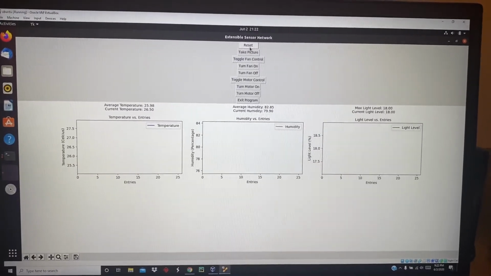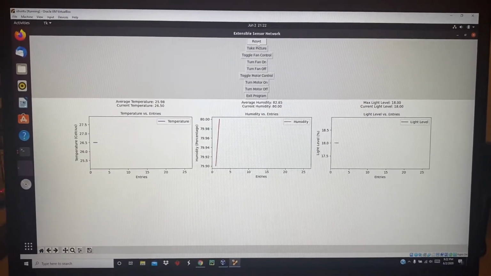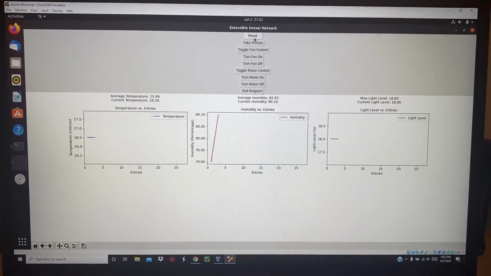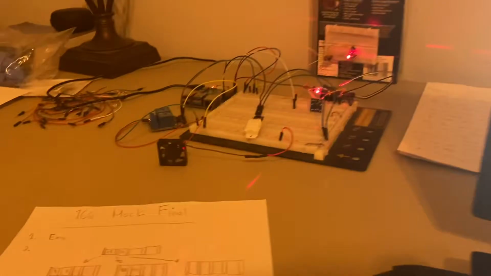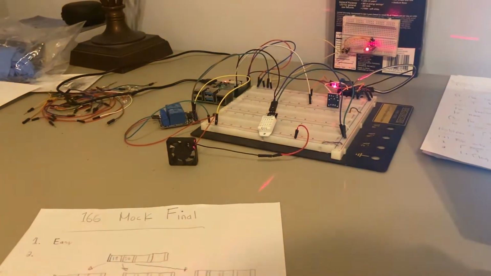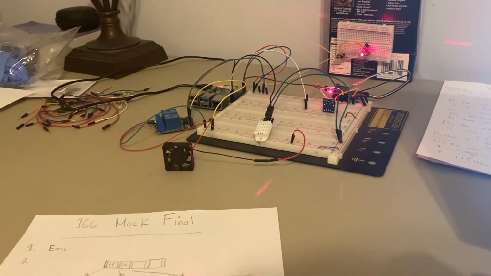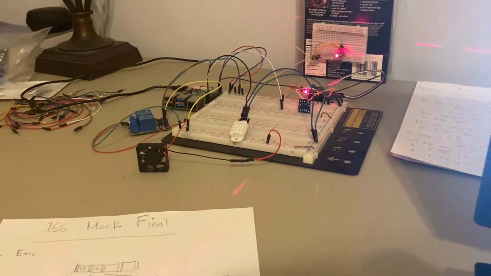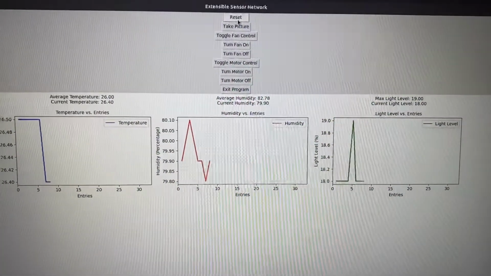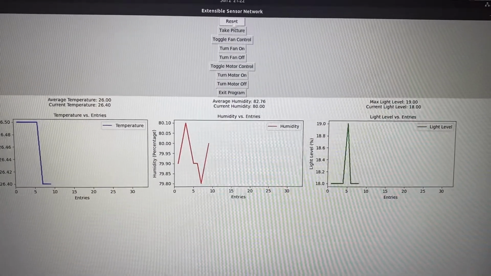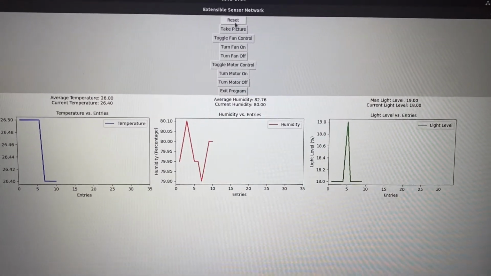This is my graphical user interface for the system monitoring and control for the extensible sensor network. As before, I have the DC fan in my system controlled by the humidity level that is read by my temperature and humidity sensor. On my graphical user interface, you can see the average and current humidity and temperature above the graphs.